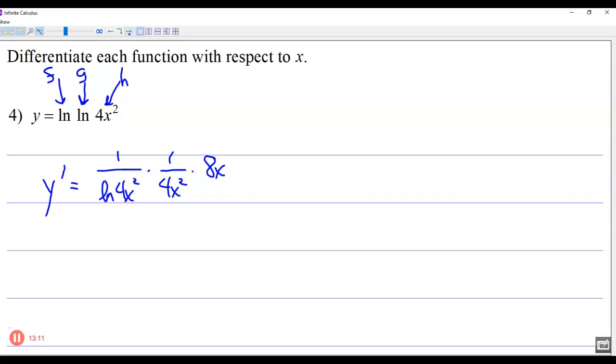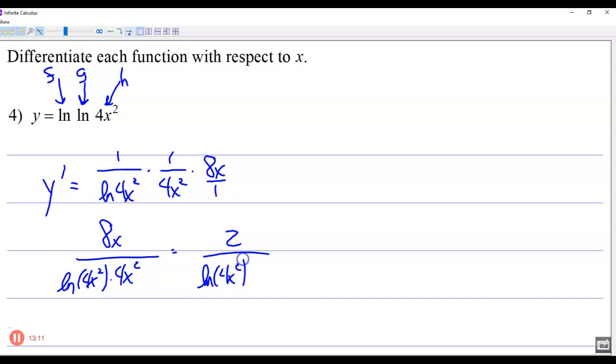Alright. So then you would put that over 1. You'd say that's 8x over ln of 4x squared times 4x squared. Again, you would not have to do this extra step, but on a multiple choice, you would have to be able to say that it's the same as that.